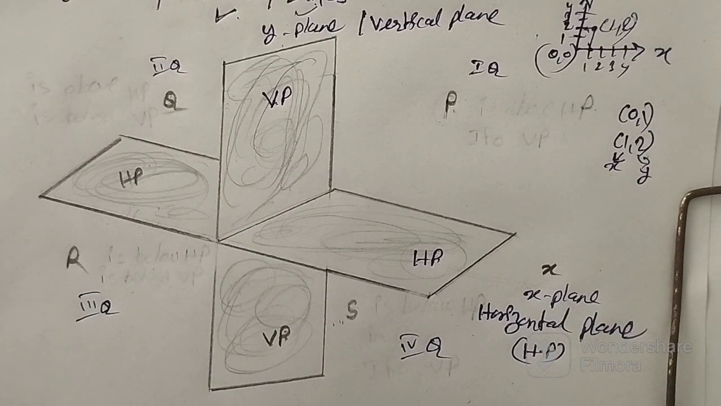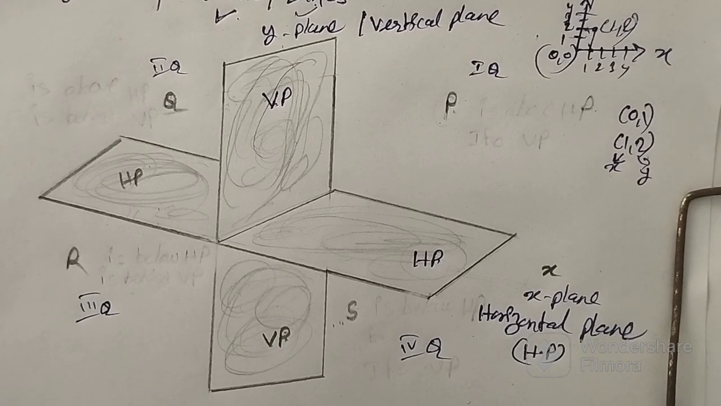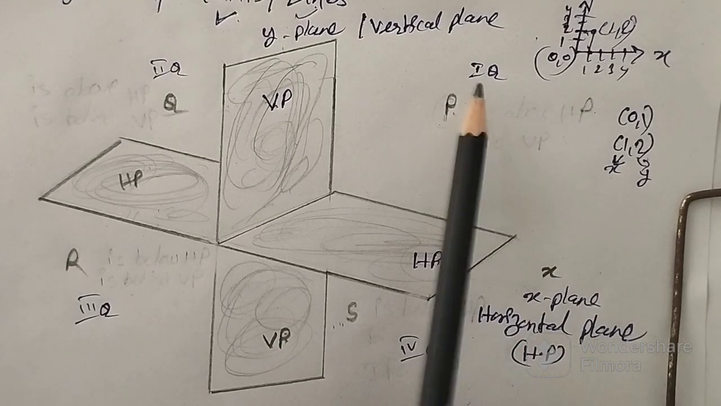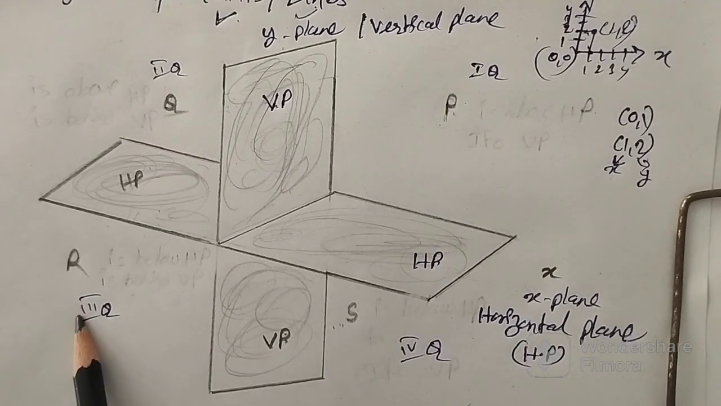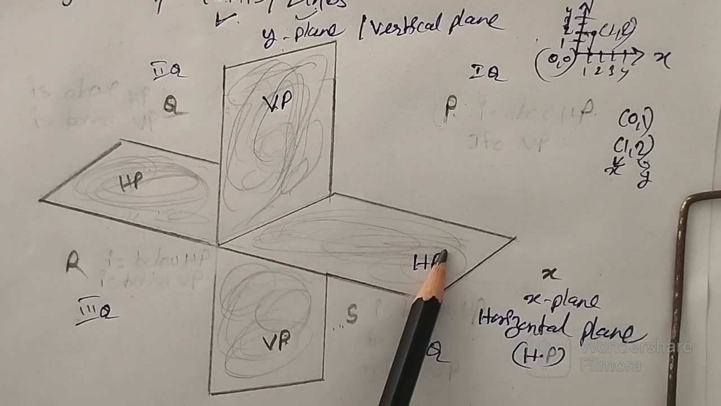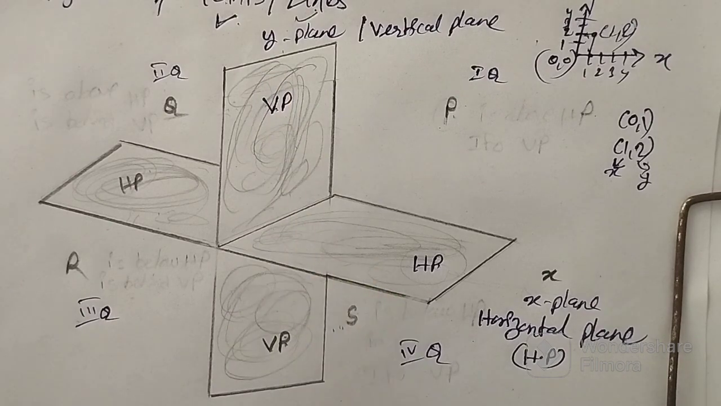Now today we shall discuss how to project a point. You all know that this is the first quadrant, second quadrant, third quadrant, and fourth quadrant. And this is a horizontal plane. This is my vertical plane.